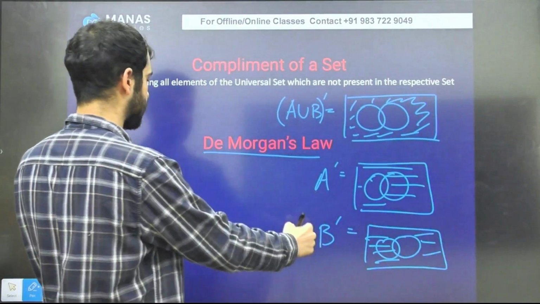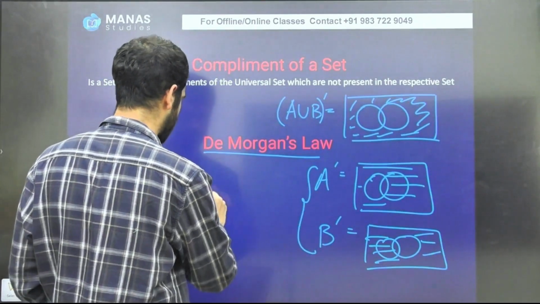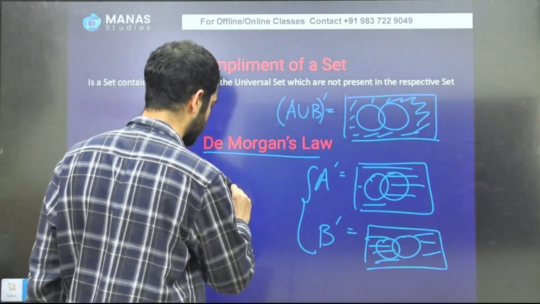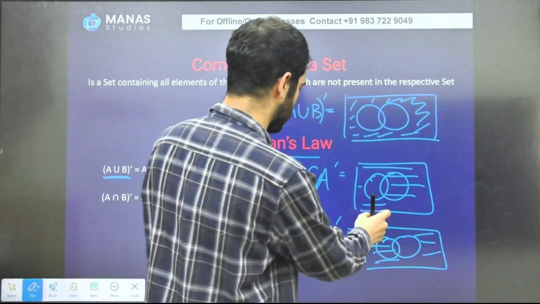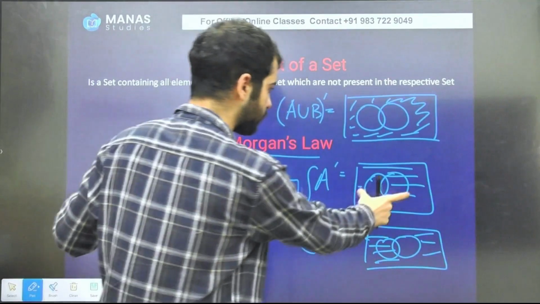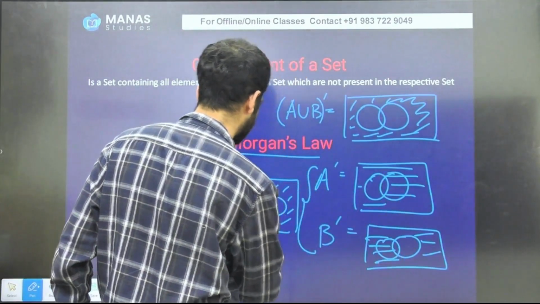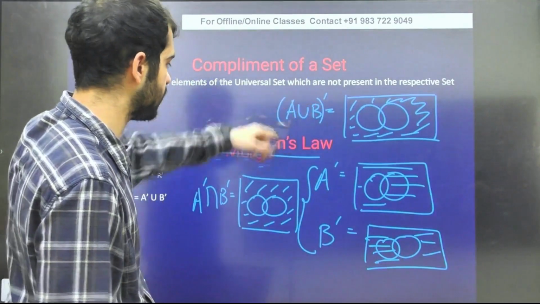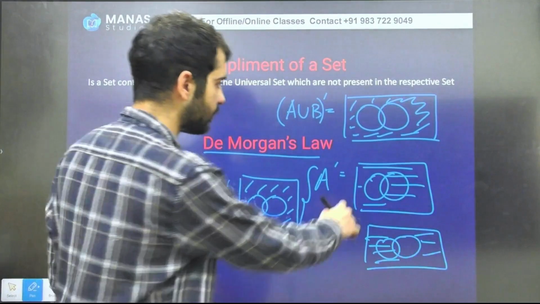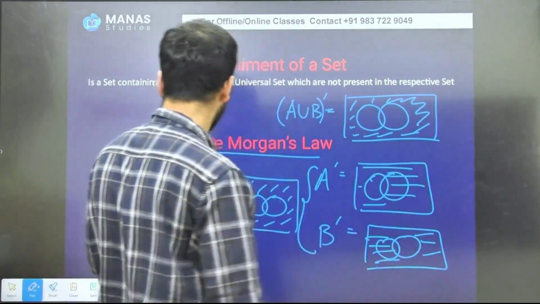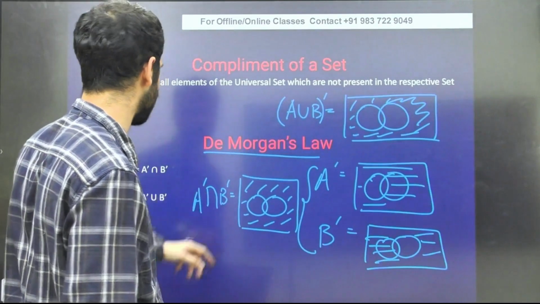And if I'm going to take the intersection of these two, it will be written as A complement intersection B complement, and the Venn diagram would be something like, because we are going to take the common part from these two, it will look like this. That is the same case over there. We are taking the common part. This is not common, this is not common. So eliminating them and only including the common part, we can say that A union B complement is the same as A complement intersection B complement.